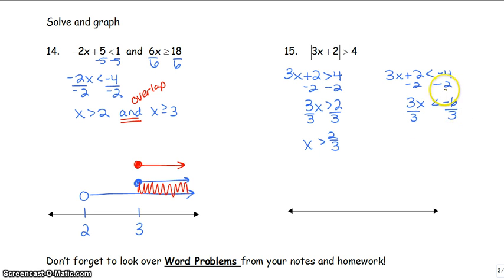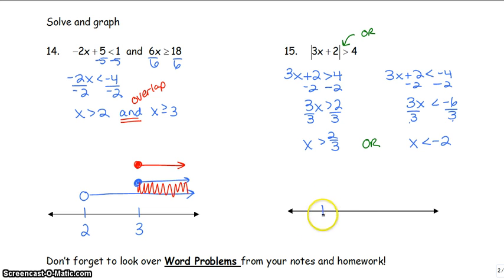Now we don't flip this time, even though there's a negative in the process, the number that you divide by has to be negative in order to have to flip. So x is less than a negative 2. Now in our number 14, we were given the word AND. When we look at absolute value inequalities, we have to look at the sign. Since this is greater, this is going to be an OR problem. If it was less than, it would be an AND problem.